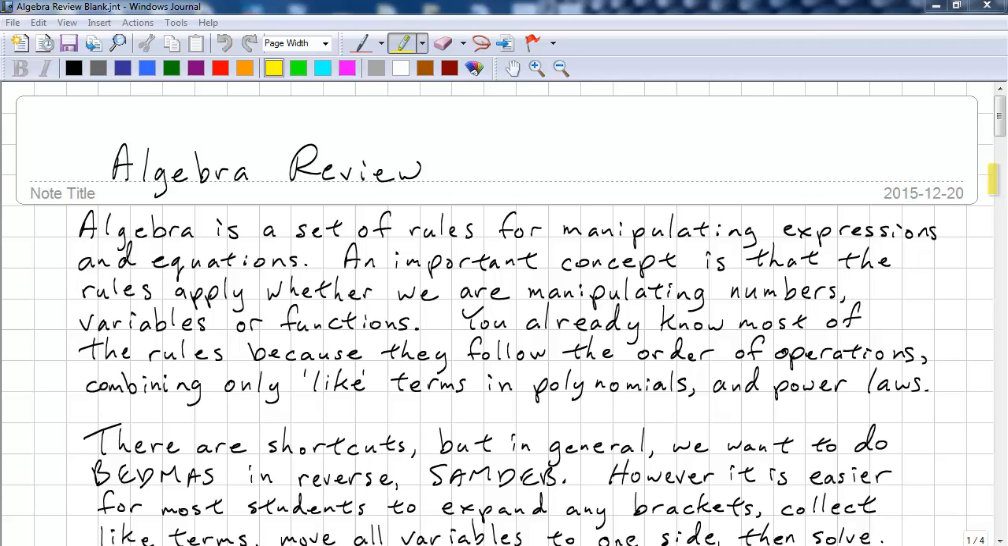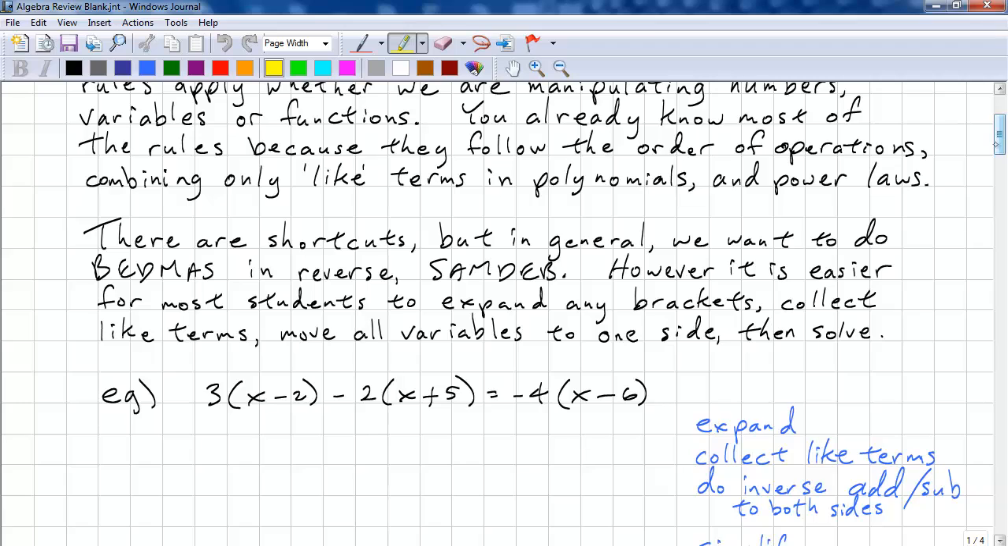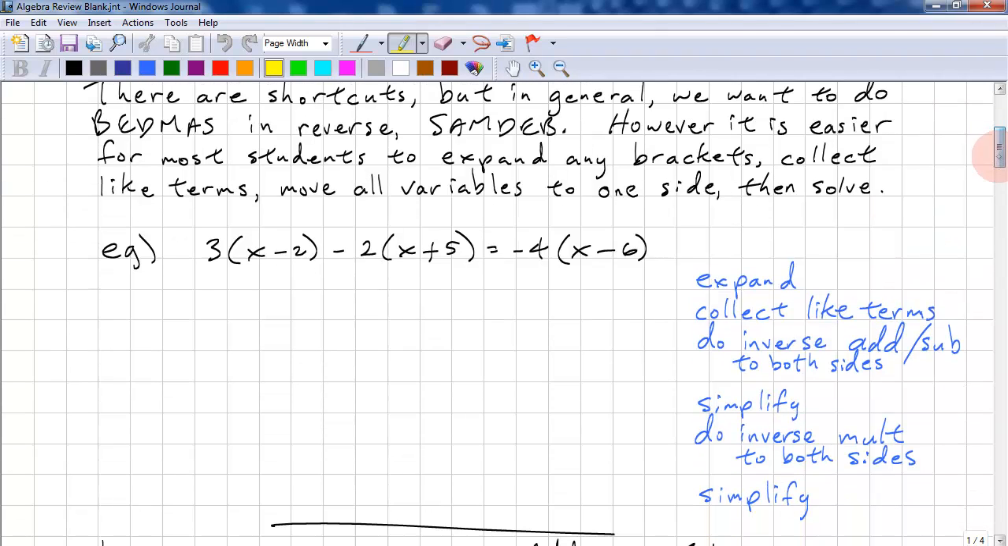And we also follow the other rules like combining only like terms in polynomials and the power laws. There are shortcuts, but in general, we want to do BEDMAS in reverse, or SAMDEB. However, it's easier for most students to expand the brackets, collect like terms, move all the variables to one side, then solve. And this is the strategy for linear equations. We have to do something else with polynomials.